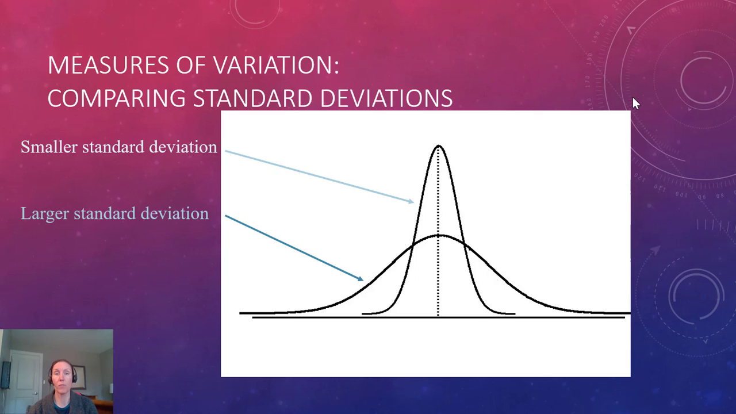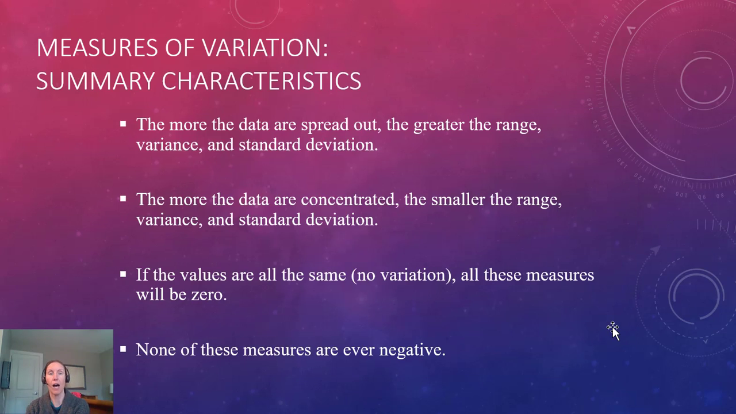So again, it's really good to use a standard deviation or a measure of variation to compare the variation in your data. This data set right here has a much smaller standard deviation. This data set right here has a much larger one. And of course, the more spread out the data is, the larger the range, variance, and standard deviation. The more the data is concentrated, the smaller those values.